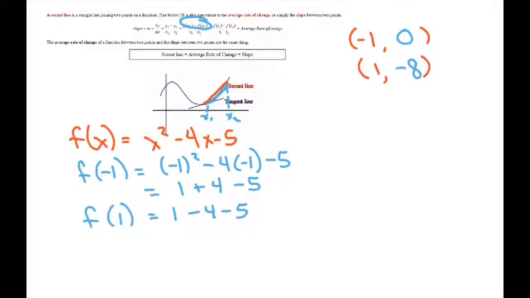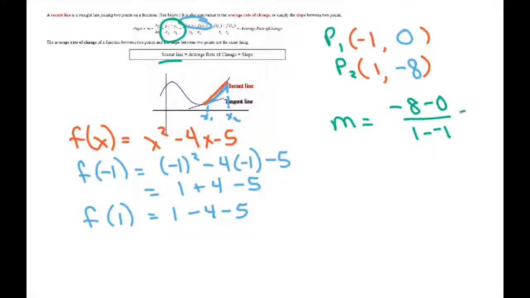Now that we have our 2 points, point 1 and point 2, I can just use this equation, which makes it easy, and find my slope, or the secant line, basically. So you're going to get -8 minus 0 divided by 1 minus -1, which is -8 divided by 2, which equals -4.